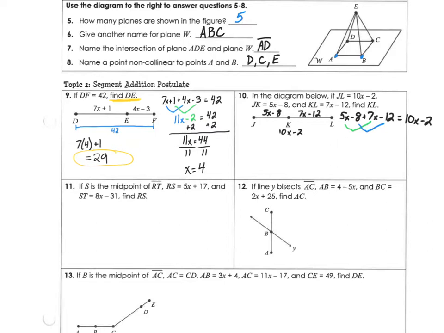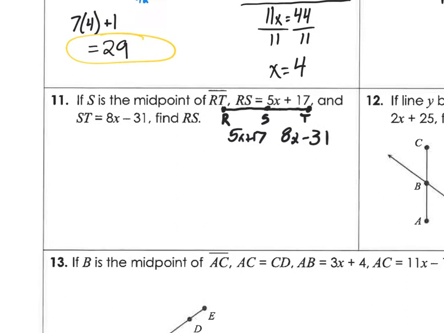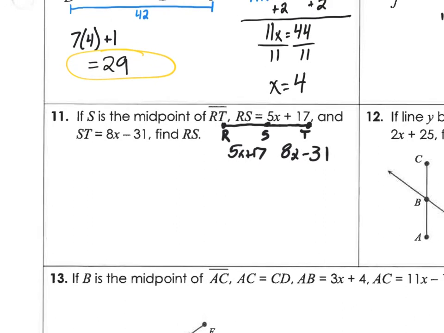Okay. Moving on to 11. We got to draw a picture here. If S is the midpoint of RT, so we have R, S is the midpoint, T's out here. We have lines. There's our picture. Okay, it says RS is 5x plus 17. ST is 8x minus 31. Okay. If they're midpoints, what do we know about those two segments? They are what? Equal. Okay, so we're going to set them equal to each other.